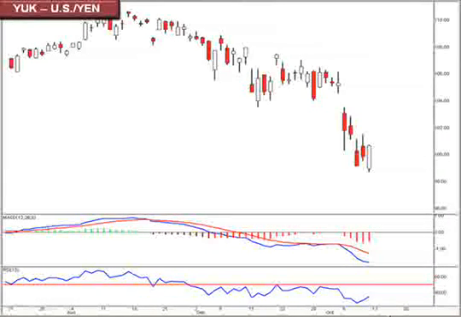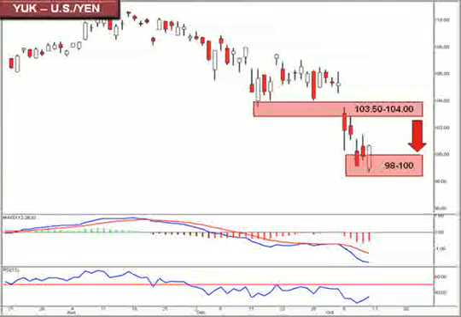The YUK continues to march to the beat of its own drum, as the US versus the Japanese yen was forming a sideways triangle last week, representing a certain amount of indecision. It was suggested that a break in either direction would likely result in a very significant move. With prices breaking down, we pushed through that 103.5 to 104 area to play all the way into the 98 to 100 focal zone.